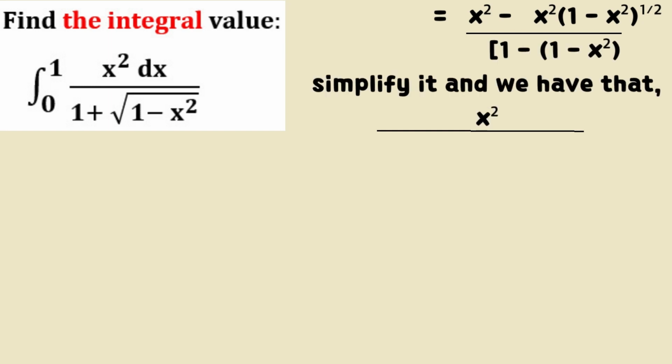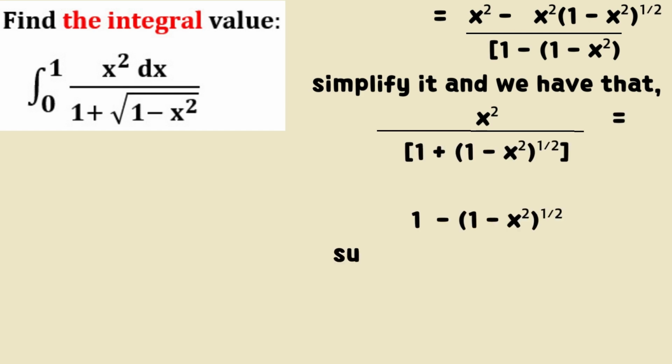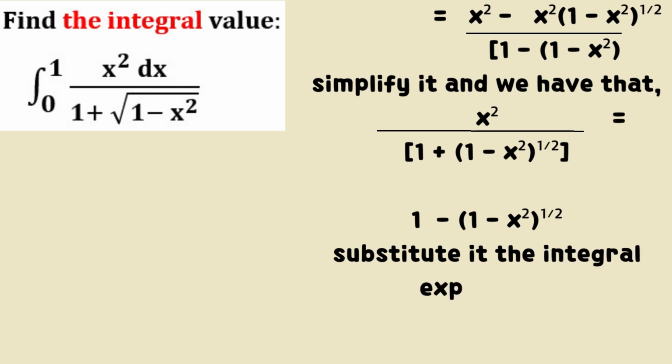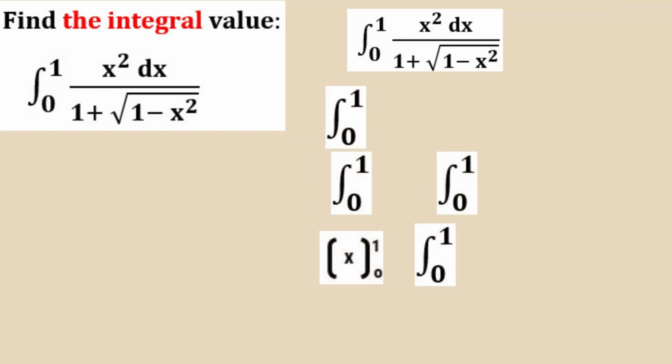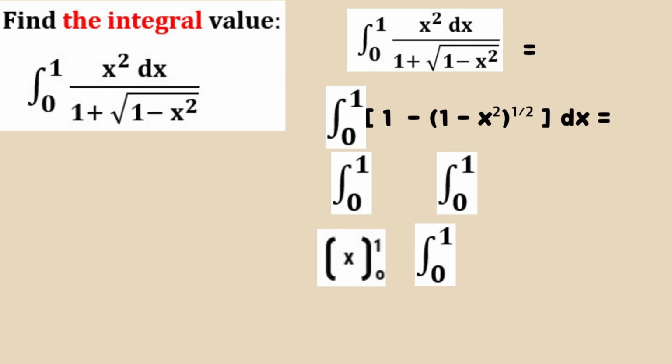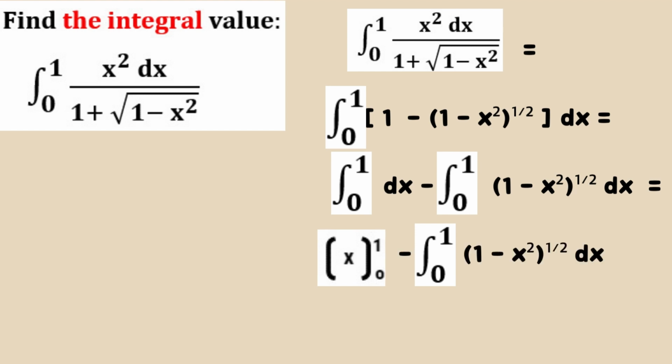Simplify the result, we get 1 minus the square root of 1 minus the square of x. Replace or substitute the given function with this final result obtained, which we will integrate. Decompose the result obtained into two functions. Integrate one to get x and leave the second function to be integrated later. We call this new result equation 1.